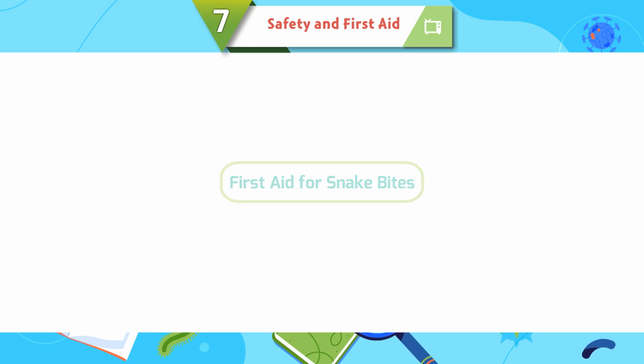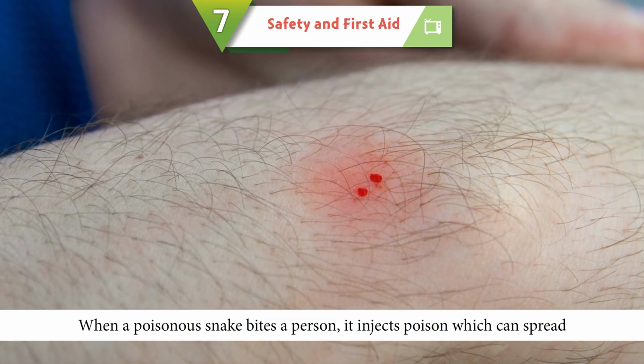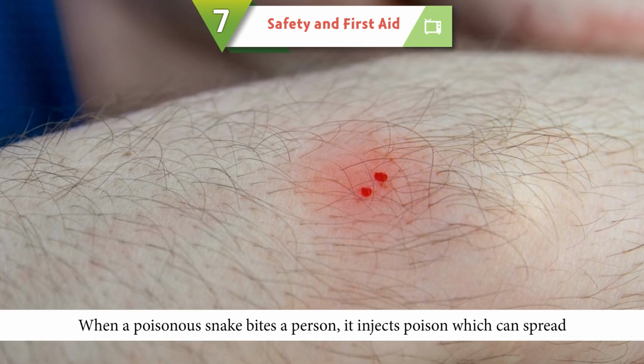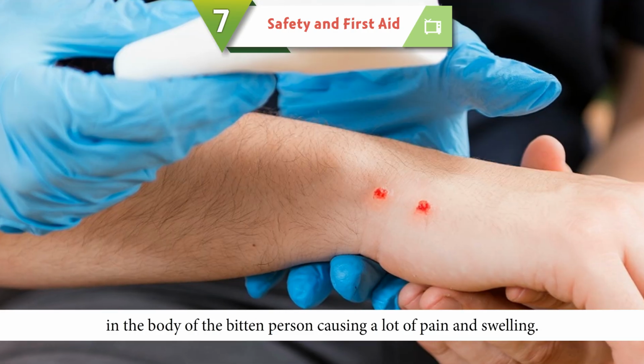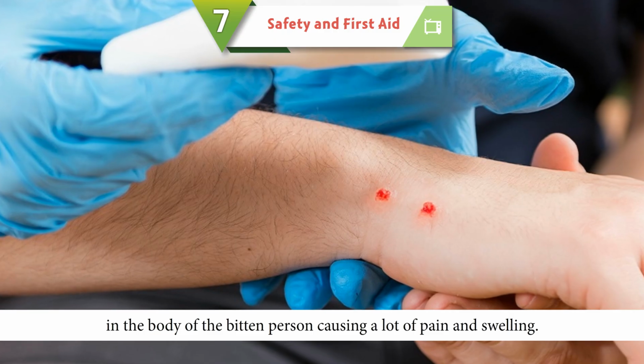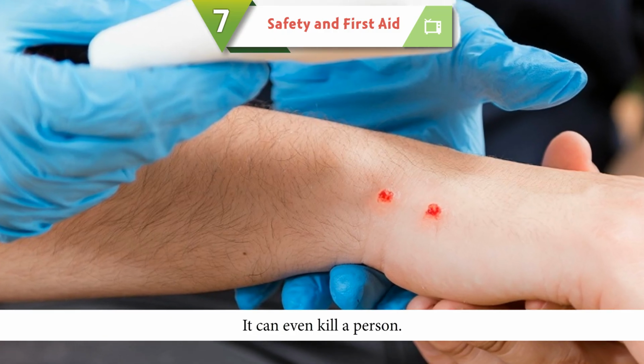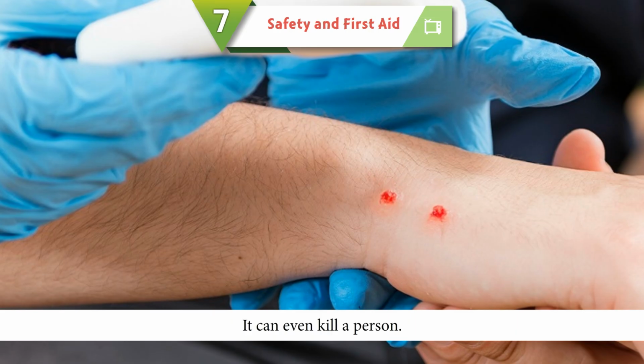First aid for snake bites. When a poisonous snake bites a person, it injects poison which can spread in the body of the bitten person, causing a lot of pain and swelling. It can even kill a person.